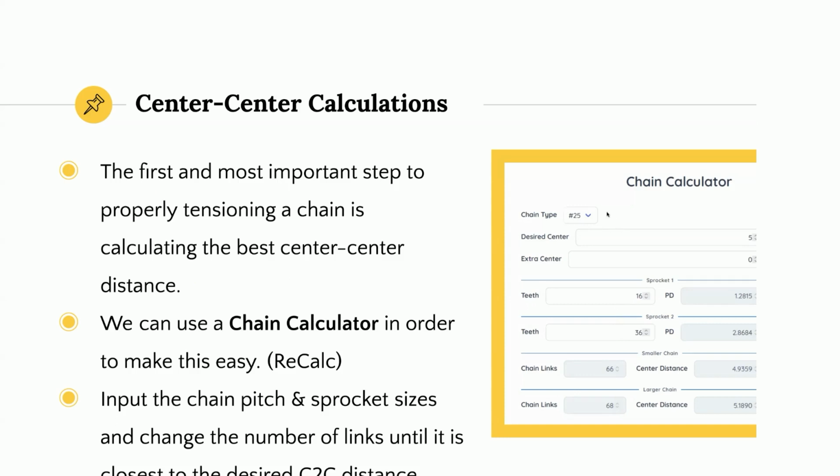But essentially, you go here, you have the desired center-to-center, and you have the teeth of one sprocket, the teeth of another sprocket, and then it'll tell you the number of links. You can also change the links and try to get the center-to-center distance. One thing to note is that not every center-to-center distance can work with a combination of chain pitch and sprocket sizes. So you're typically going to have to choose the closest number to your desired length.